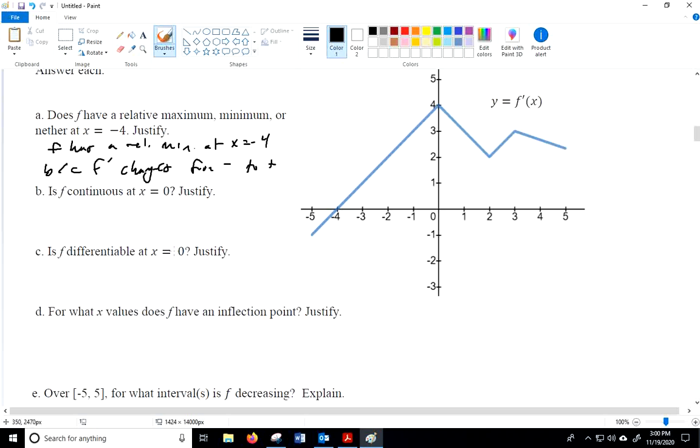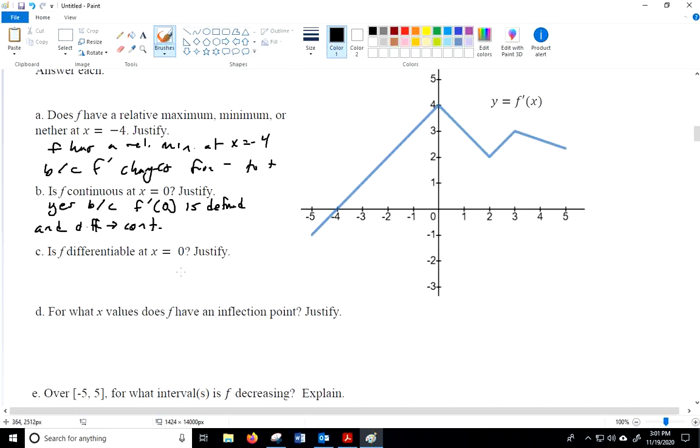Is f continuous at x equals 0? Is f continuous there? Well, yeah, definitely. How do I know? Yes, because f prime of 0, let me write that better. Hold on. F prime of 0 is defined, and differentiability implies continuity.